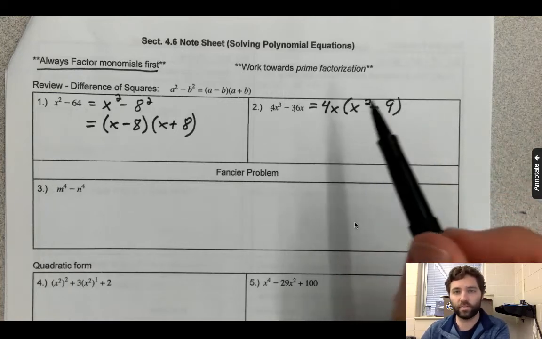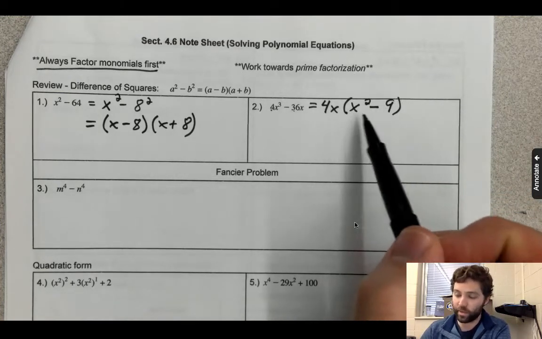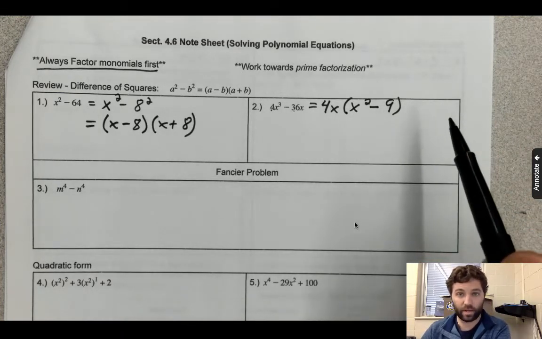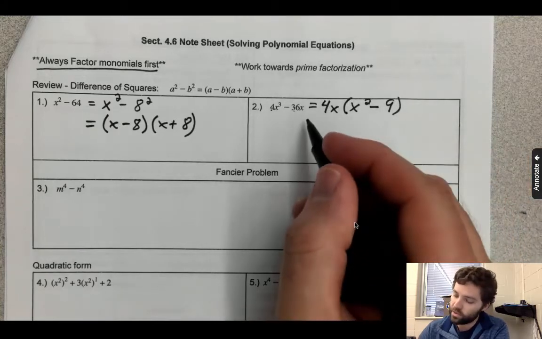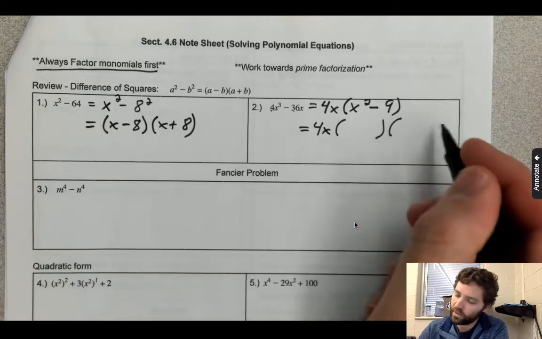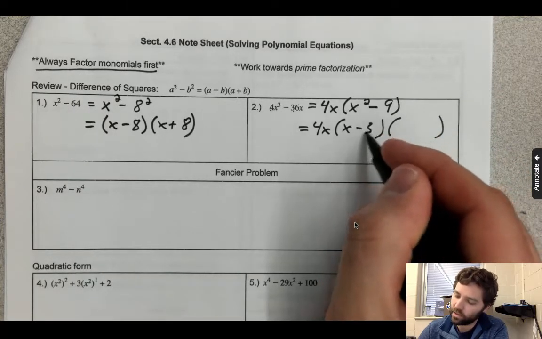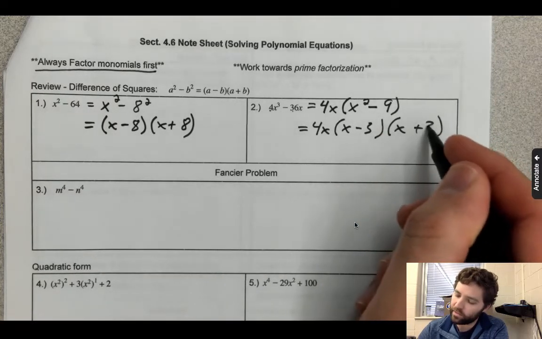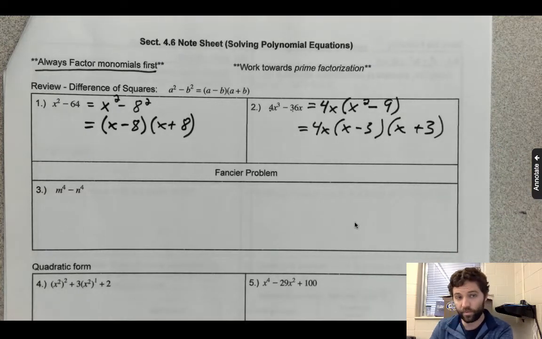And so then we factor the monomial out, and we see that x squared minus 9 is a difference of squares itself, so 3 squared is 9. So we can break this into 4x, and then x minus 3, and x plus 3. So that's the factored form of that.